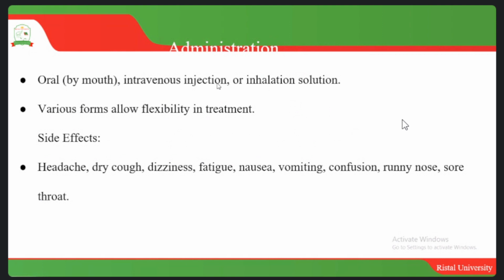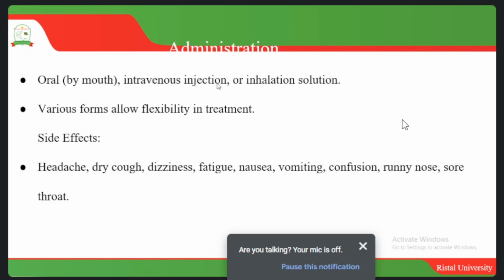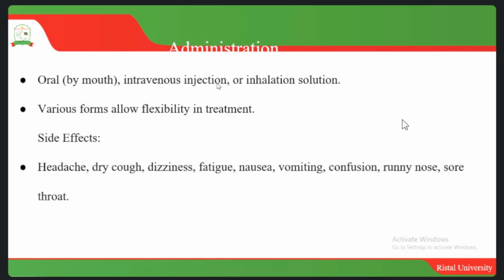So how do you administer this? Orally, by mouth. You can also give it intravenously, or it can be given by inhalation as an inhaler solution. The various forms allow flexibility in treatment. You can use this for all kinds of patients. The side effects can be headache, dry cough, dizziness, fatigue, nausea, vomiting, confusion, runny nose, and sore throat. These can be some of the side effects that you can experience in case you're using any of those ACE inhibitors, the angiotensin converting enzyme inhibitors.